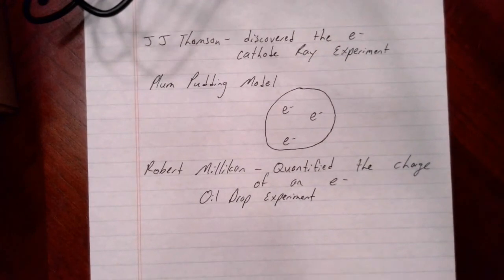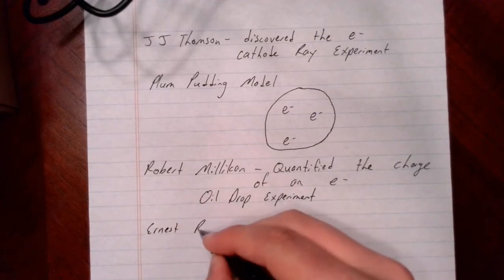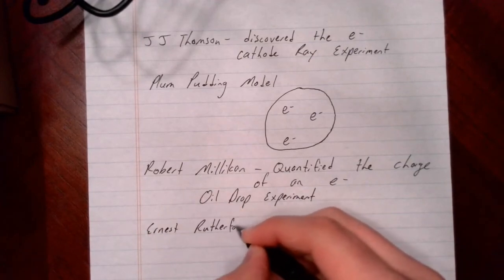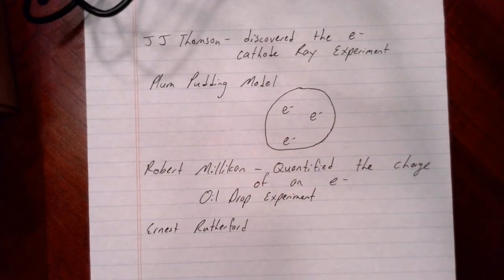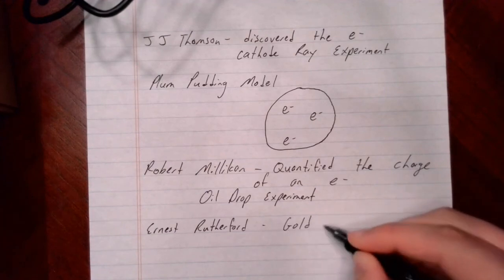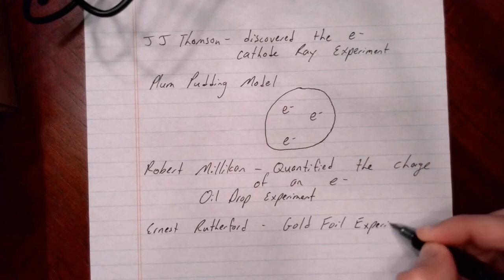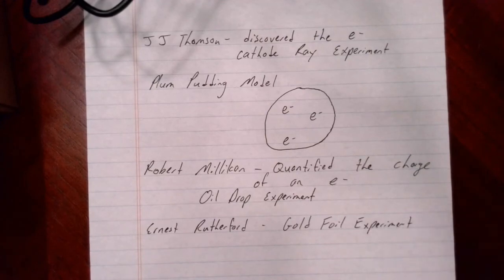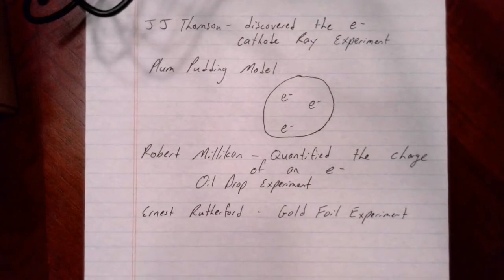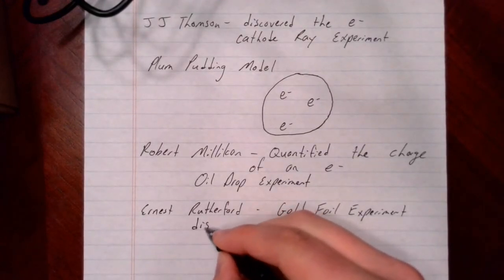So next we have Ernest Rutherford. And what Rutherford did was he used his famous gold foil experiment to prove, or rather discover, that atoms have a nucleus. Okay. We'll say he discovered the nucleus.